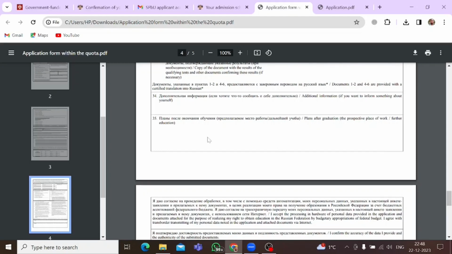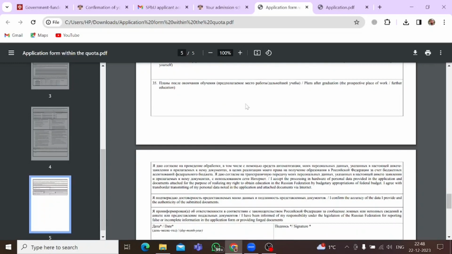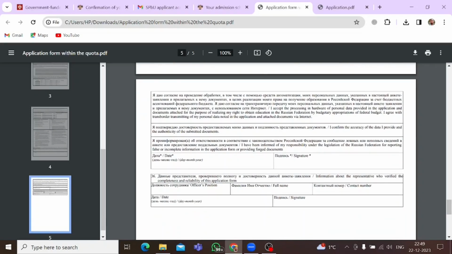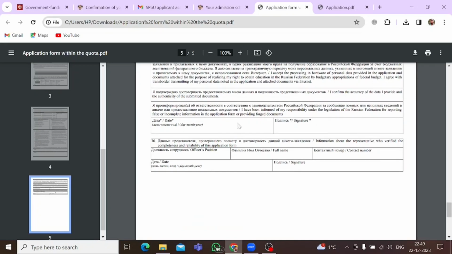So whatsoever you write here, try to tell them that you are going to go back to your country after graduating, or maybe to pursue further degrees or further education. But do not make them know that you plan to remain in their country, if at all you have that plan. That being said, I confirm to blah blah blah. These are just some formalities. Leave this place, and then come to signature and date, the date when you fill this application. Fill it in here.